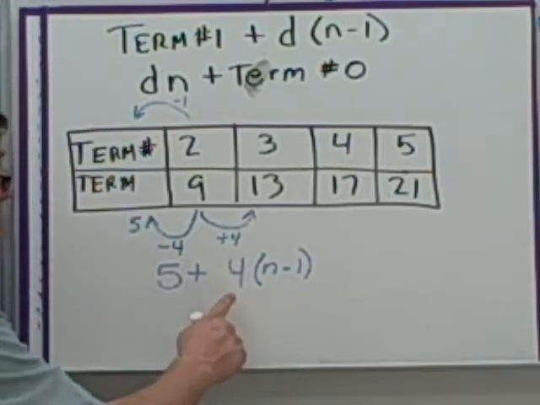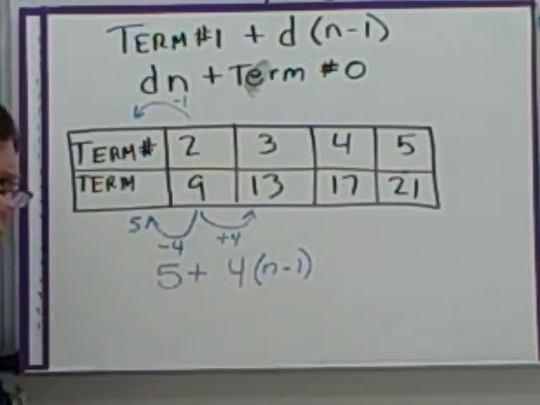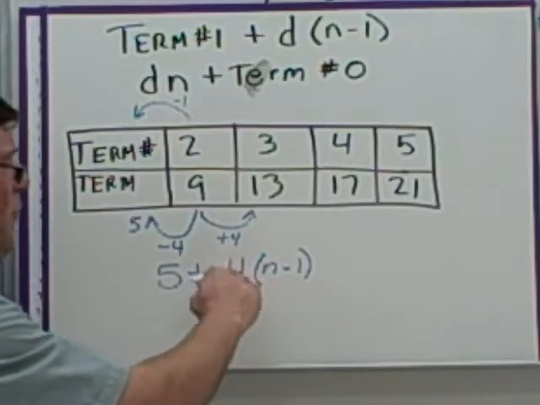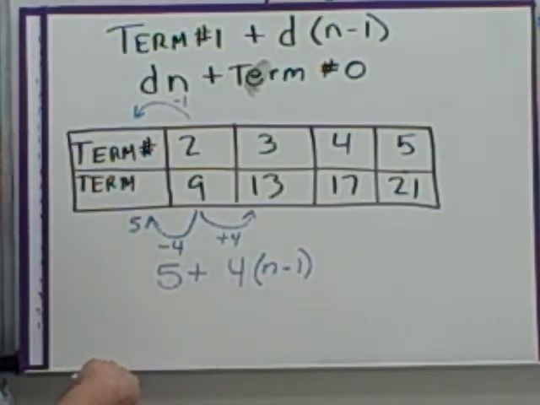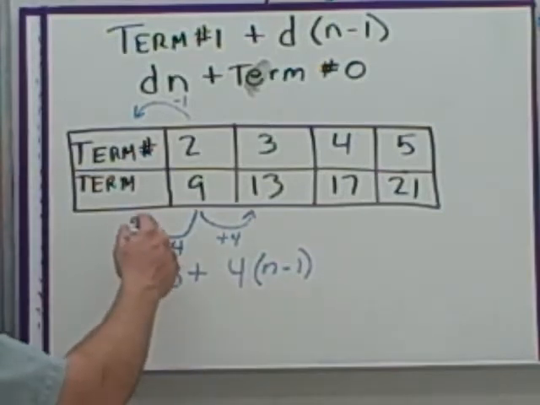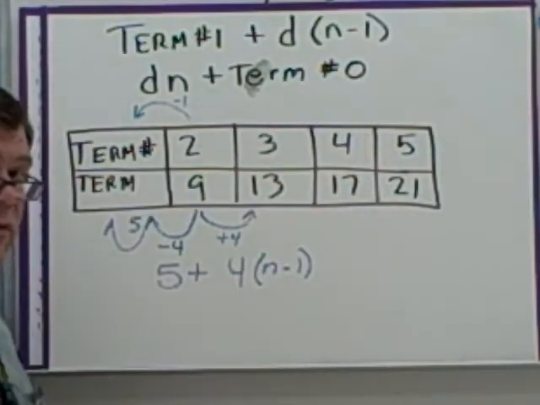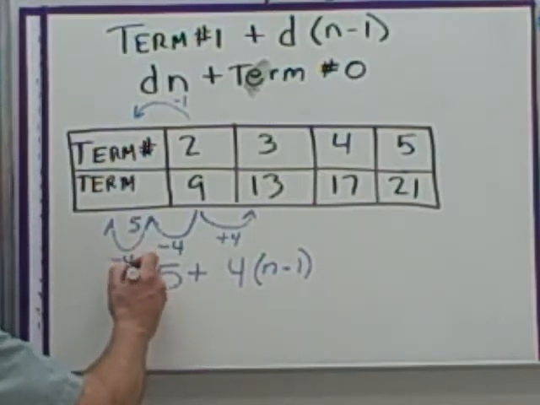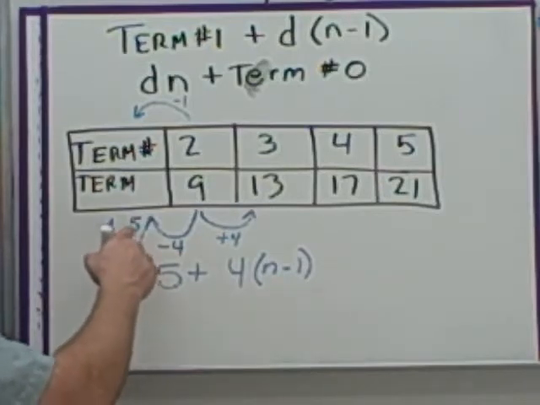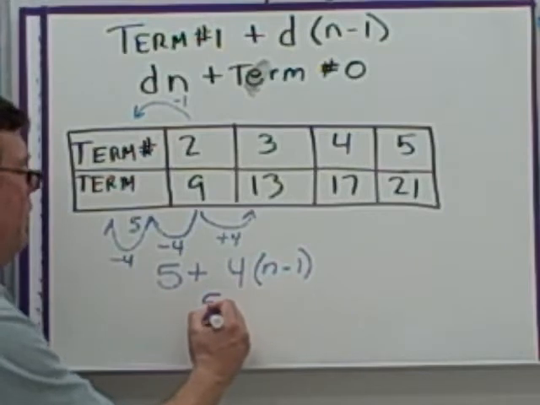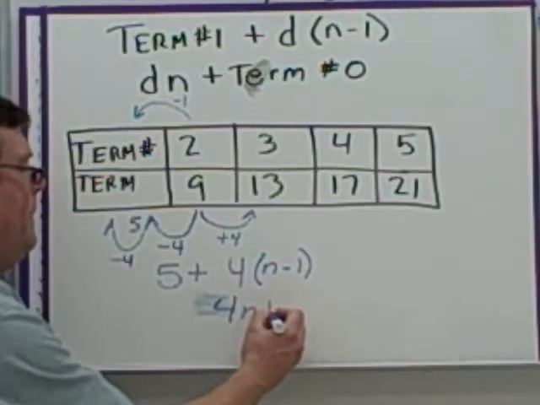Well, we took away one of those common differences to go back one term. Isn't that what we're doing when we simplify this expression? All we get is 4 times n, minus one of the common differences from the first term. Well, if we think of going back one more, that would take us from term 1 to term 0. Going to term 0, we take one more of the common difference away. From the 5, we end up with a 1. So we end up with, in this case, 4 times n plus 1.